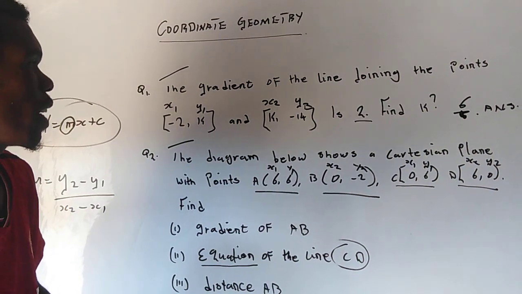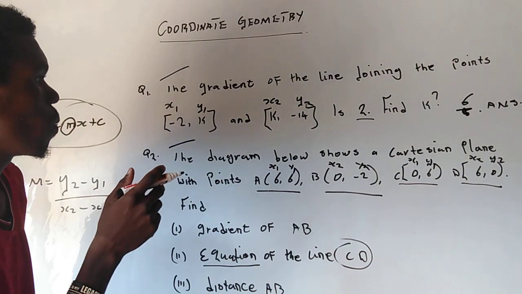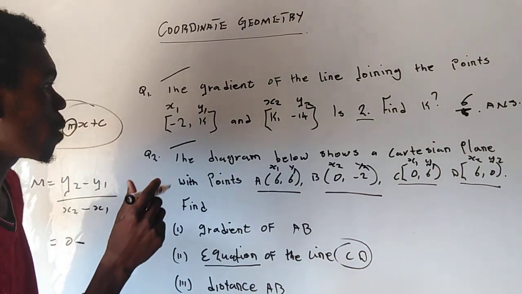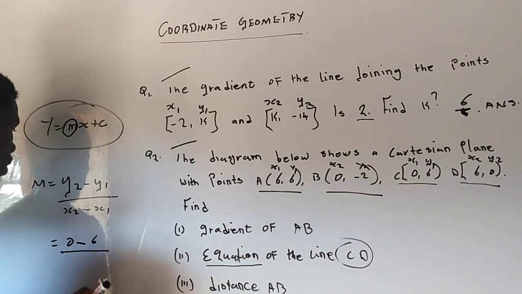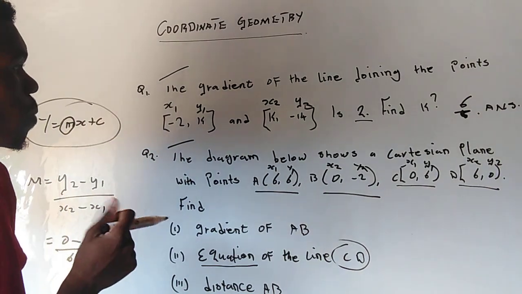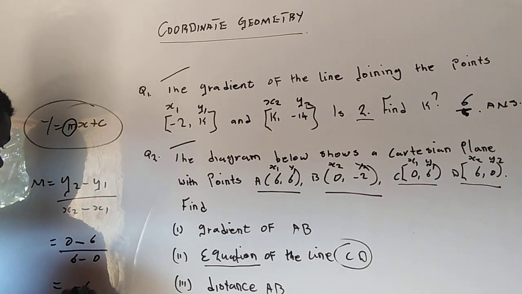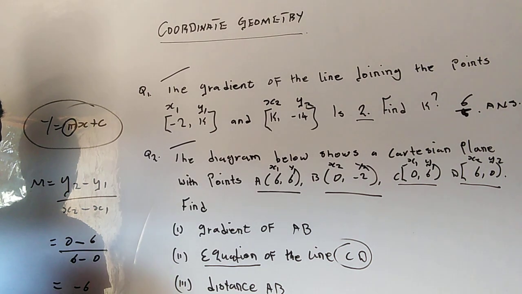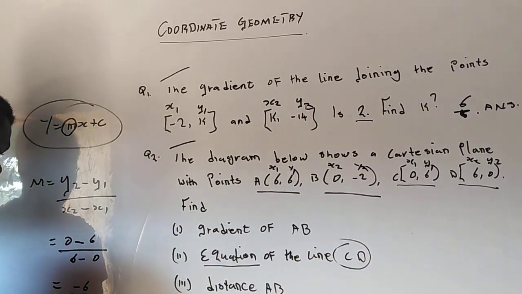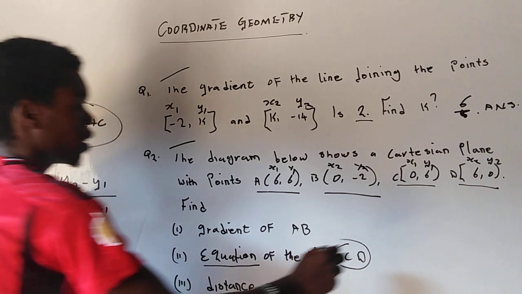My y2 is 0, minus my y1, which is 6. My x2 is 6, minus my x1, which is 0. So 0 minus 6 is negative 6, and 6 minus 0 is 6. Negative 6 divided by 6, I'm going to have m equal to negative 1. So the gradient here is negative 1.